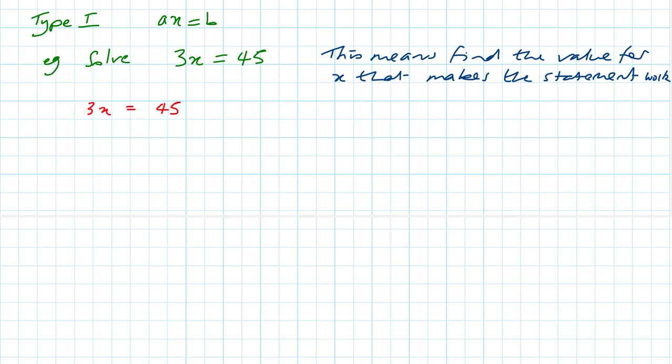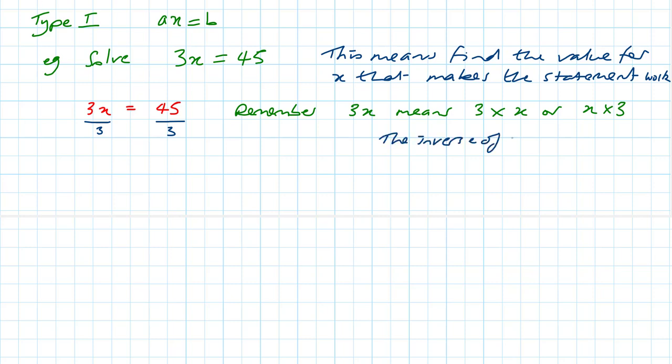So we start off by writing out the question, 3x equals 45. And the trick is going to be that we're going to divide both sides by 3. Now the reasoning for that is that 3x means 3 times x, or x times 3. And the inverse of timesing by 3 is dividing by 3. Hence we divide both sides by 3. Now when I do that, 3x divided by 3 is x. We want to be left with x on its own. 45 divided by 3 is 15.